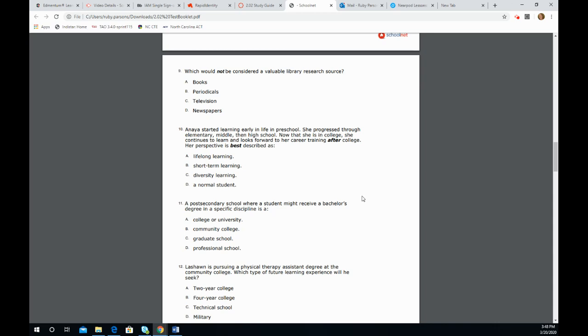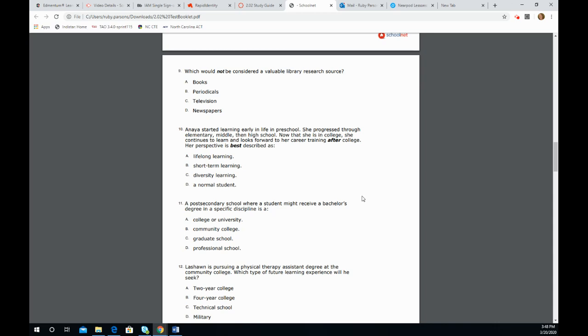Number 10, Anya started learning early in life in preschool. She progressed through elementary, middle, and then high school. Now that she is in college, she continues to learn and looks forward to her career training after college. Her perspective is best described as what? Lifelong learning, short-term learning, diversity learning, or a normal student. That would be lifelong because she's learning in preschool, elementary, middle, high, college, and as she rolls into that career.